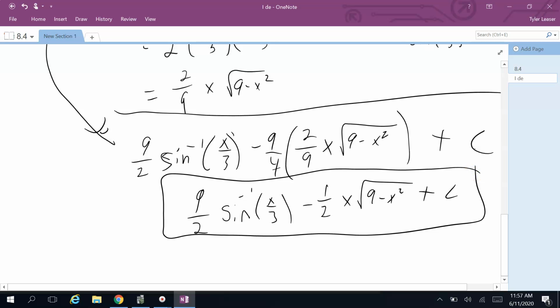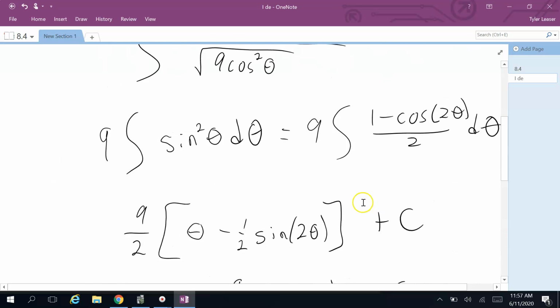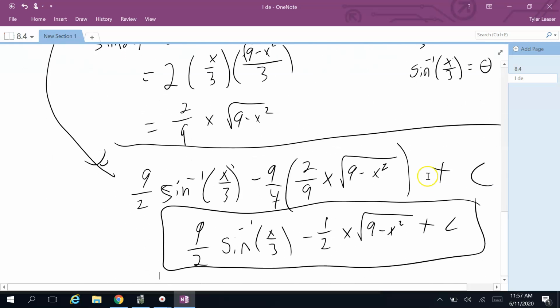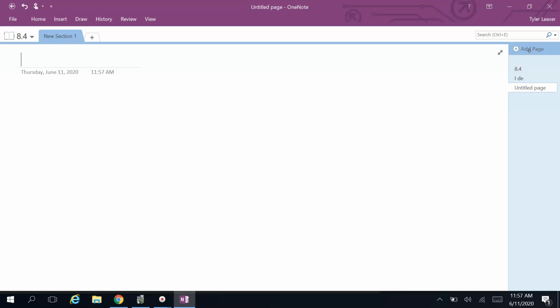All right, so an even crazier looking answer, but again, if you take the derivative of this thing, I promise that it comes out to be x squared over square root of 9 minus x squared. So we're doing these trig substitutions. All right, I got one more example. So let's look at this next one. I'm going to skip ahead a little bit.